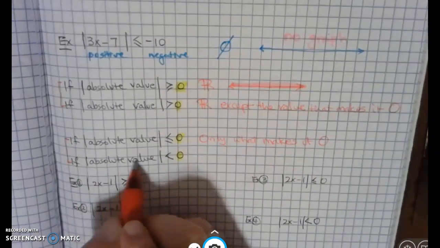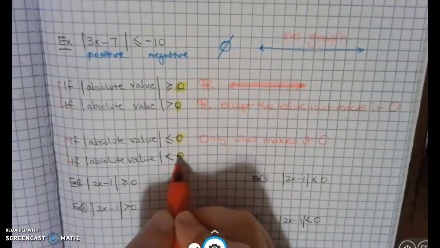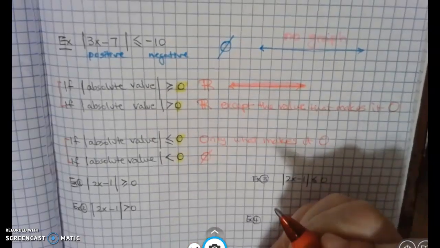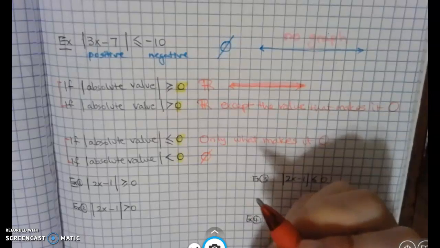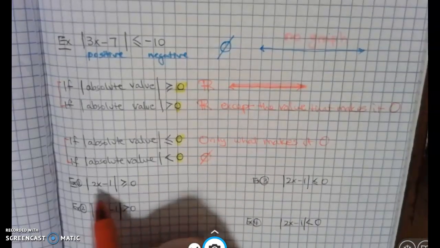What about, can absolute value be less than 0? Can it ever be the case? No, it's never. So it's going to be the empty set, or no solution. Okay, so let's try some examples using what we've talked about.